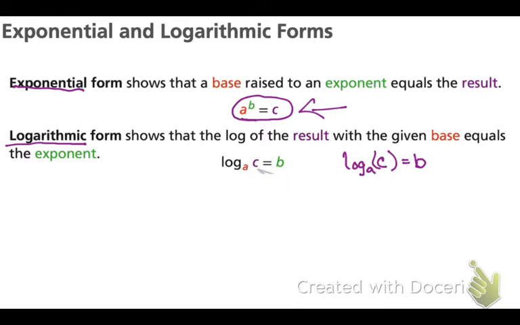You notice the base of the exponent is the base of the logarithm. Do you see that? The base of the exponent is the base of the logarithm. The exponent becomes the equals, and the answer becomes the of. They switch domain and range, switch places. You will go from exponential to logarithm, from logarithmic to exponential.